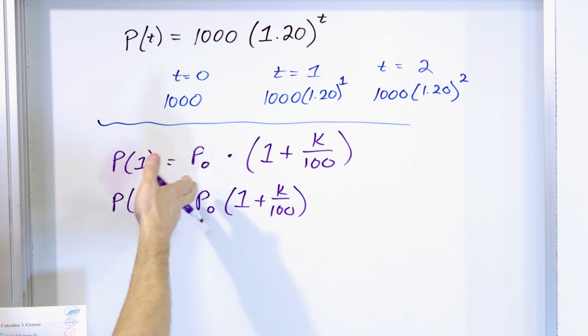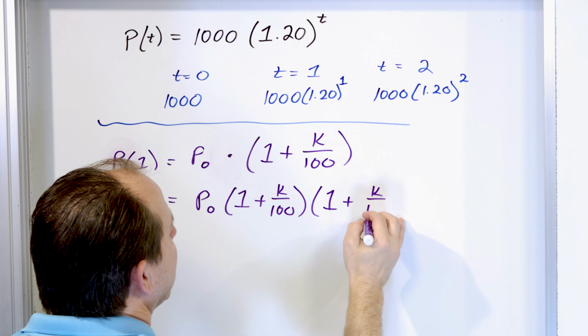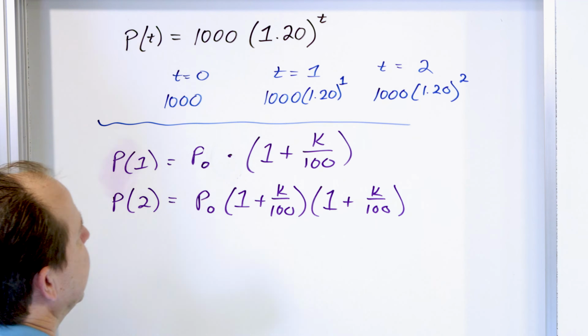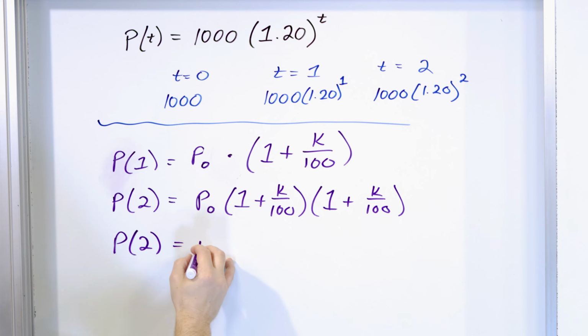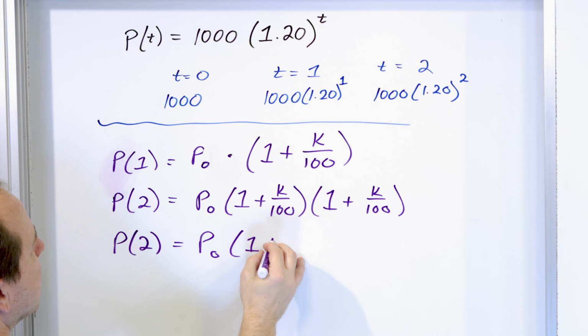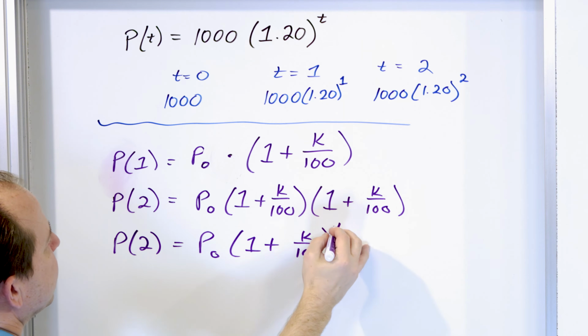And you have to take this, which is the previous month, and you're going to multiply it again by 1 plus k over 100. This is exactly what I just showed you right here, okay? So what you would say is that the population at 2 months is p naught times 1 plus k over 100 to the power of t.